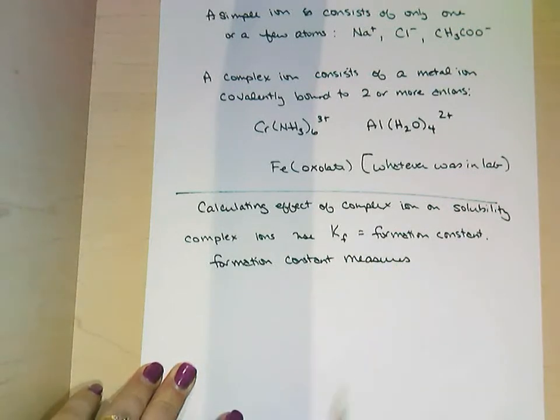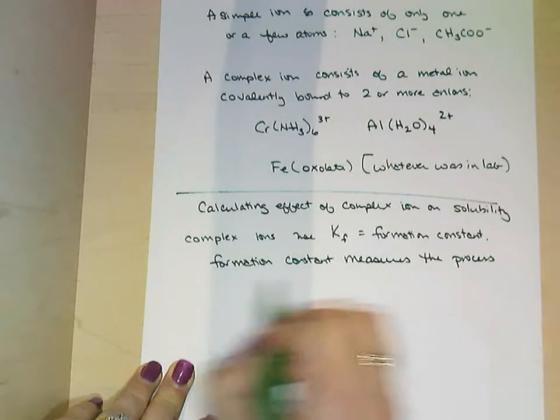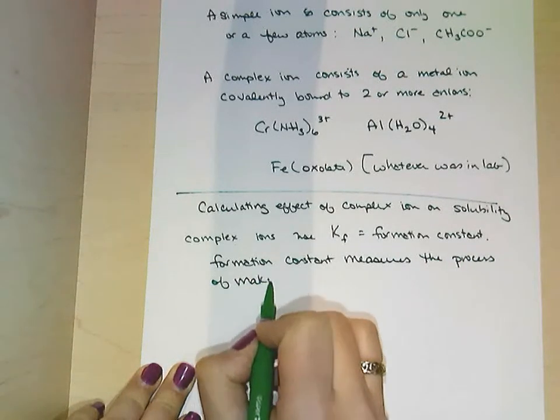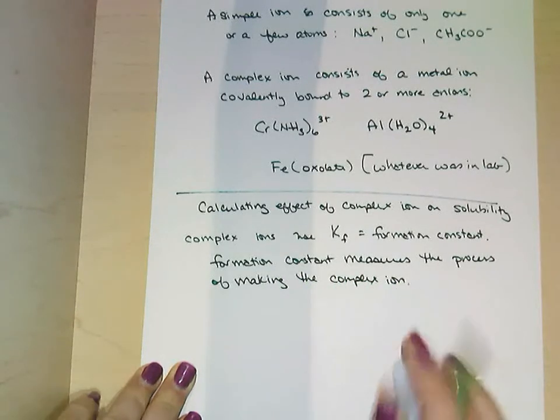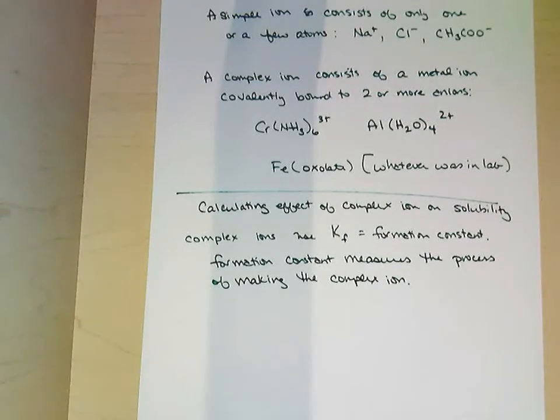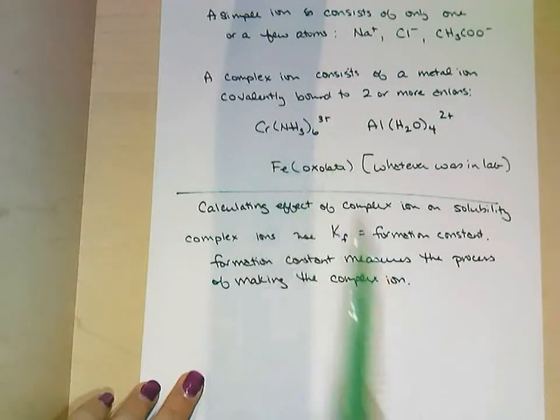So the formation constant measures the process of making the complex ion. So it's done the exact same way, products over reactants, but it would be for the making of the complex ion. So let's say I had this chromium molecule up here.